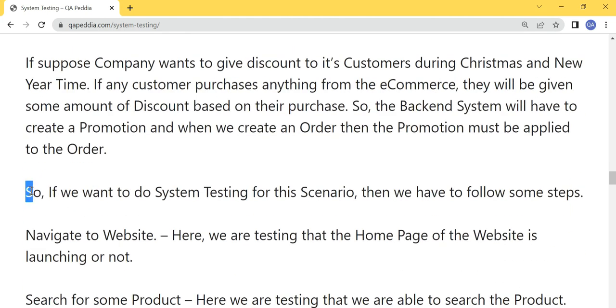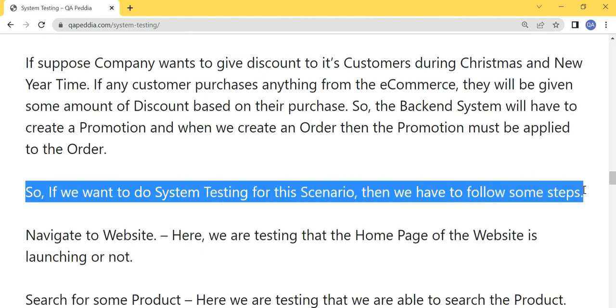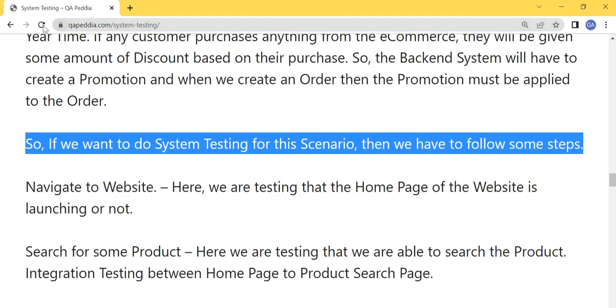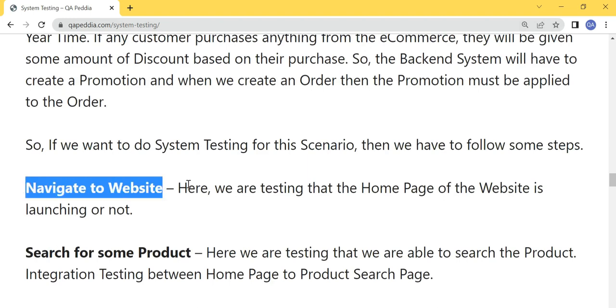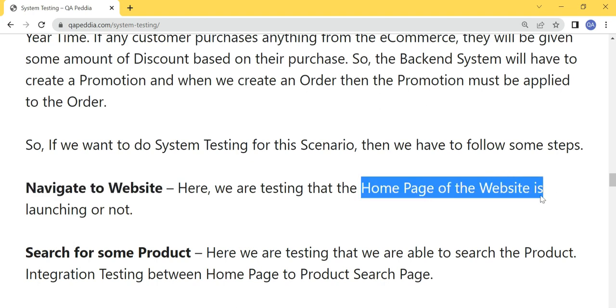So suppose we want to do system testing for this scenario, then we have to follow some steps, and those steps will be like navigate to website. So first step is navigate to website. So what will we do? We will navigate to website, and what are we testing here? We are testing that the home page of the website is launching or not.